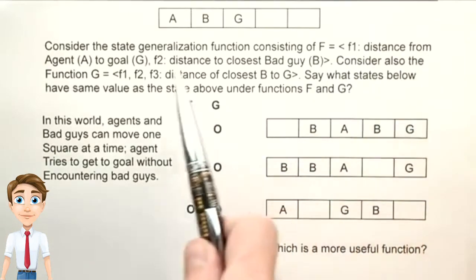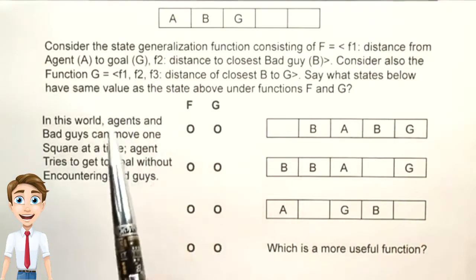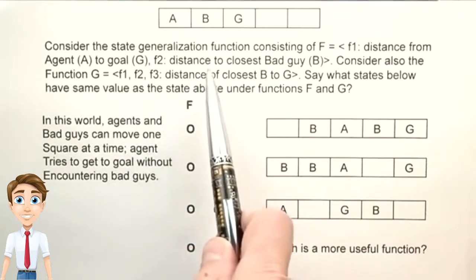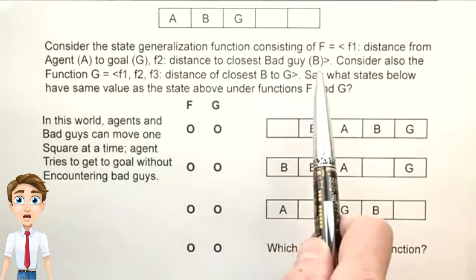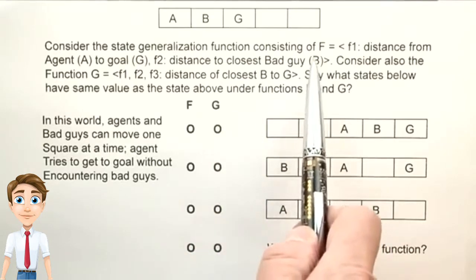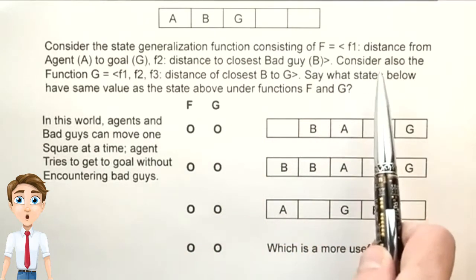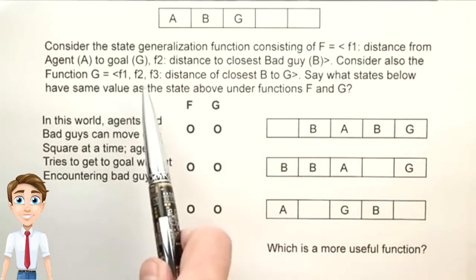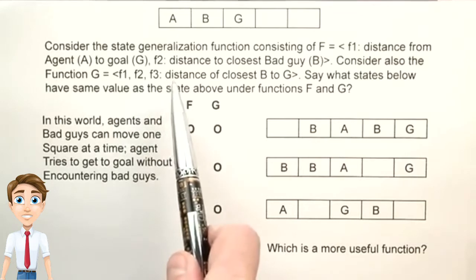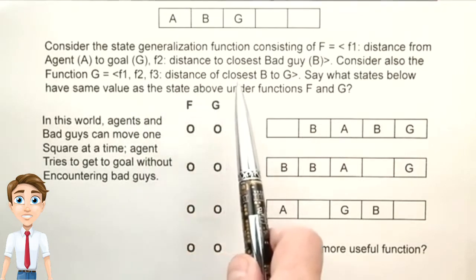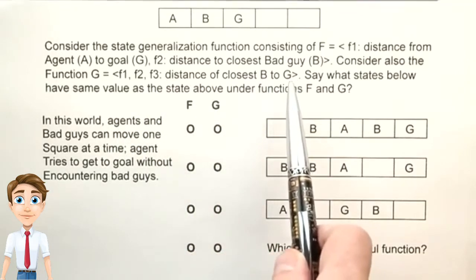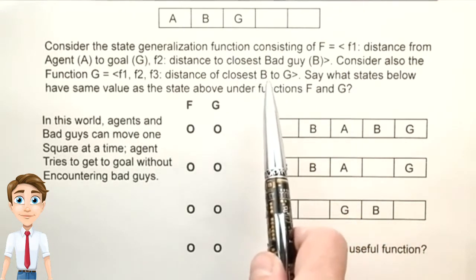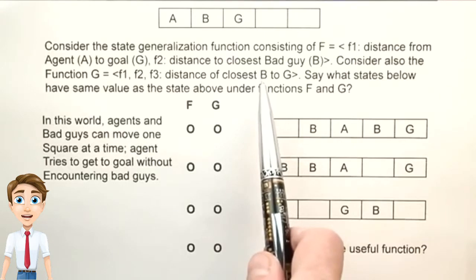f1 is the distance from the agent, represented by a, to the goal, represented by g, and f2 is the distance from the agent to the closest bad guy, which is represented by a b. So that's the function f, and we want to also consider the function g, which has the same two features, f1 and f2, and adds a third feature, which is the distance of the closest bad guy to the goal. That is, the distance from the goal to the bad guy, the minimum of that over all possible bad guys.